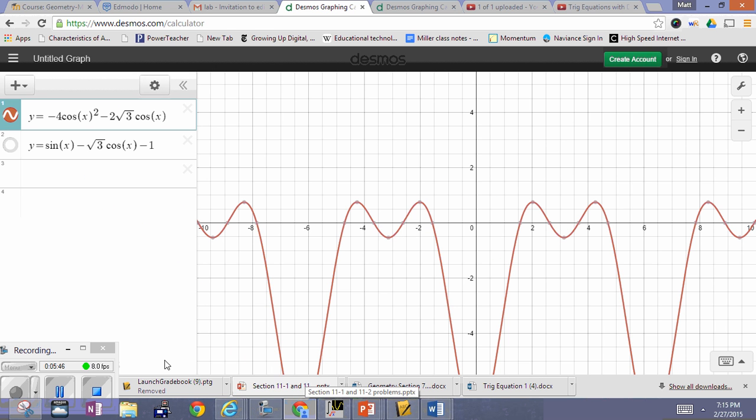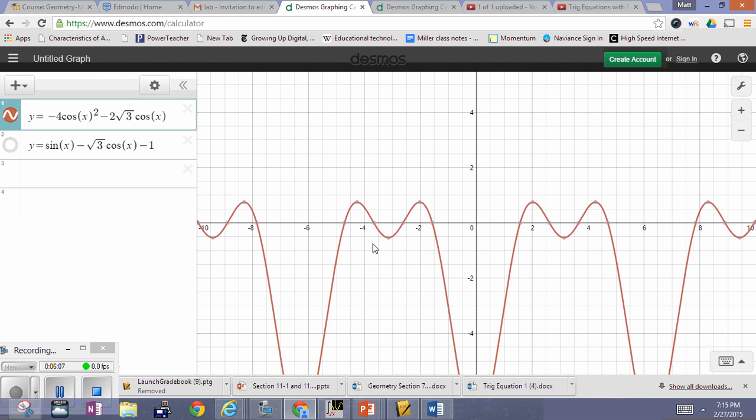Desmos here, okay? So here is our expression. This was the original expression down here. We'll look at that momentarily. But our expression here of -4 cosine squared minus 2 root 3 cosine is graphed as shown here.